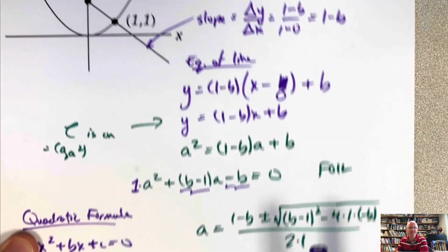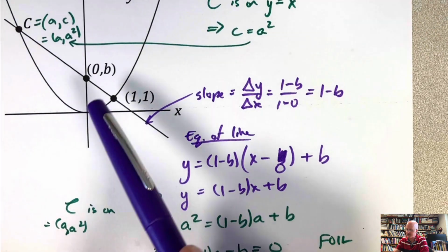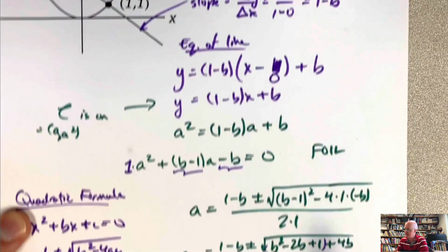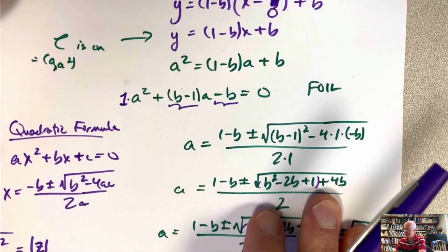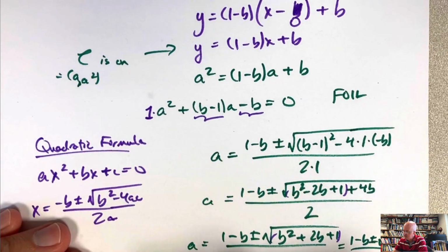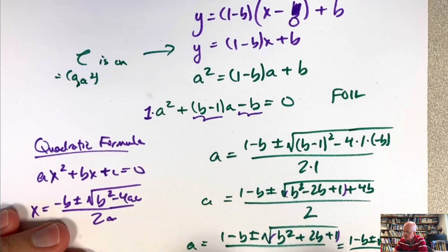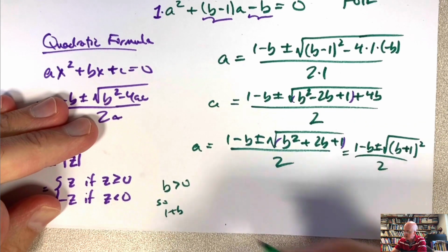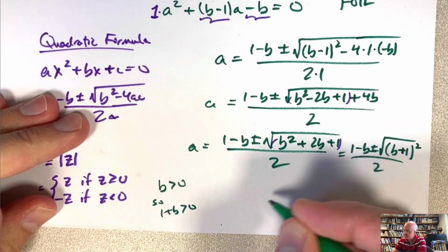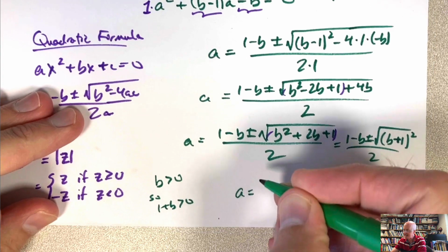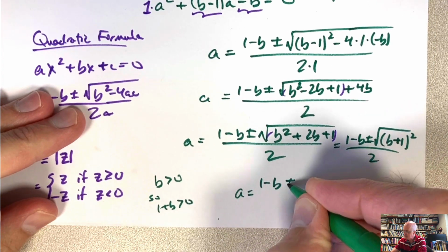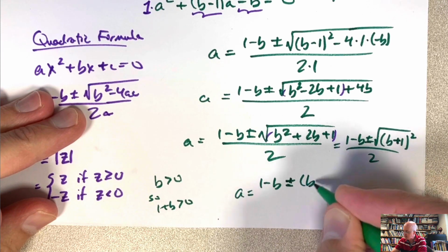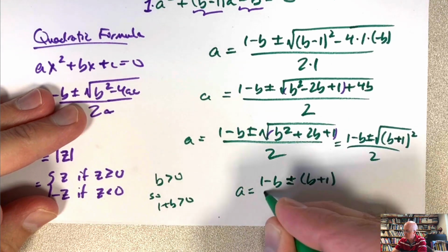But hey, b is bigger than 0 here. At least I'm assuming that. So b plus 1 is positive. I really don't need the absolute value signs. B is positive, so 1 plus b, or b plus 1, is also positive. And so I can say that a is 1 minus b plus or minus square root of b plus 1 quantity squared, which is b plus 1, over 2.